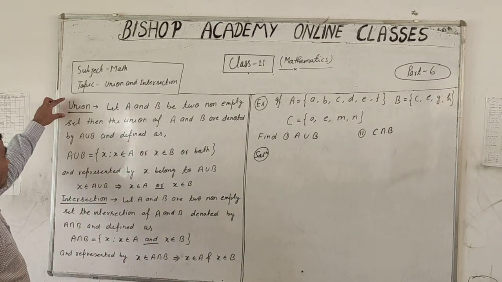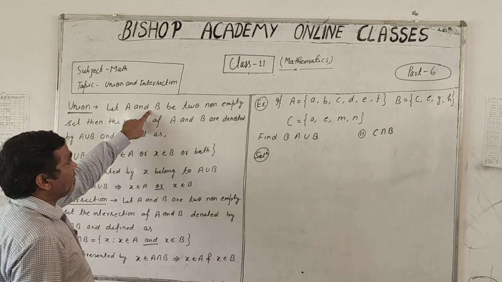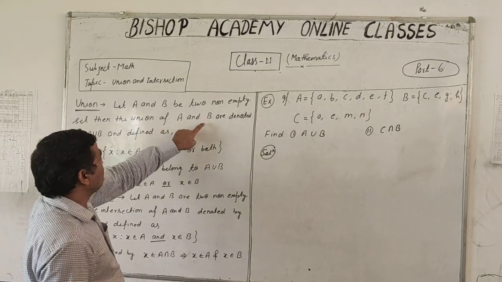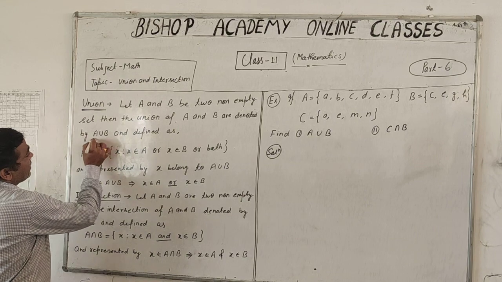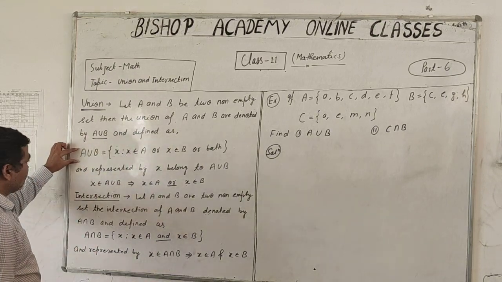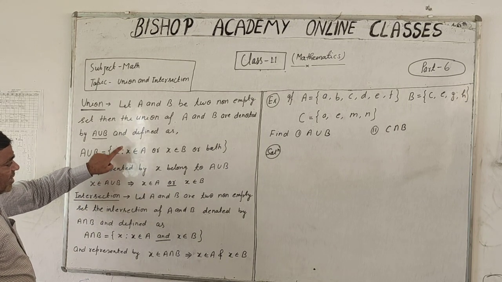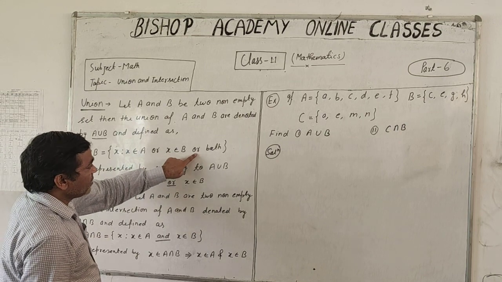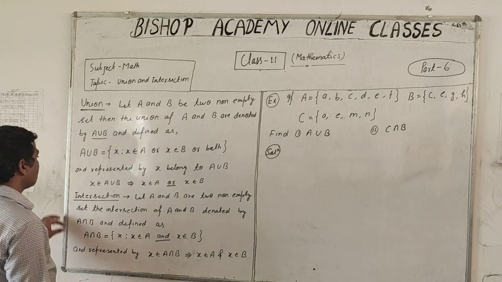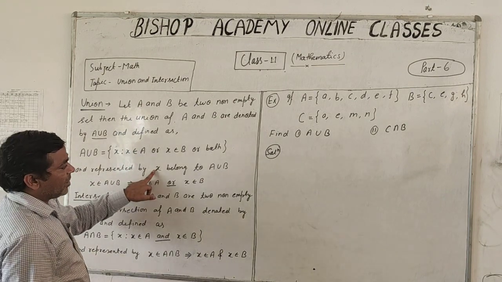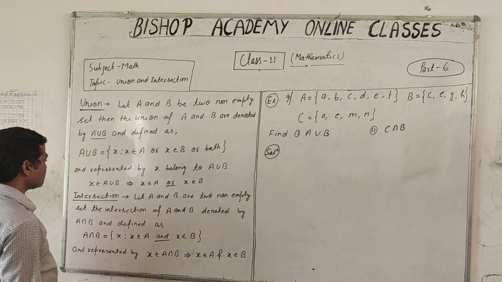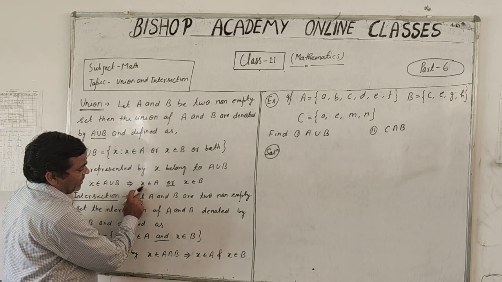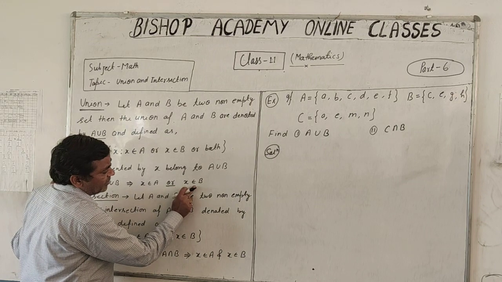First of all, the definition of union. Let A and B be two sets, then the union of A and B is denoted by A union B and defined as A union B equals the set of X such that X is an element of A or X is an element of B, or both A and B. It is represented by X belongs to A union B equals X element of A or X element of B.